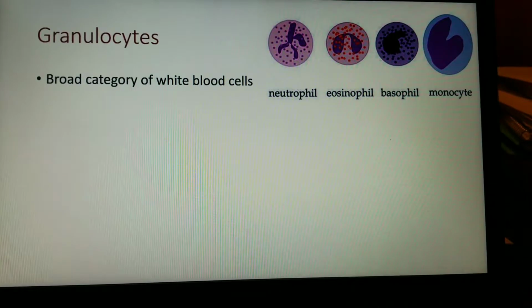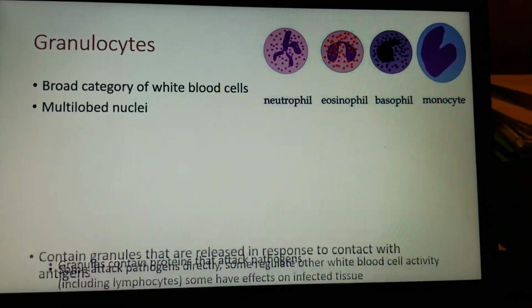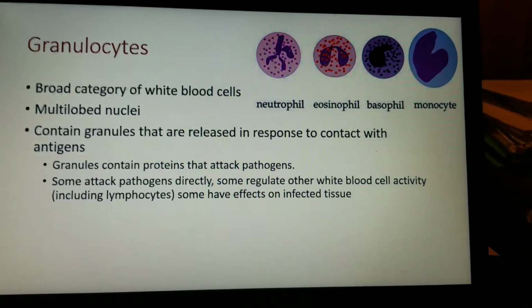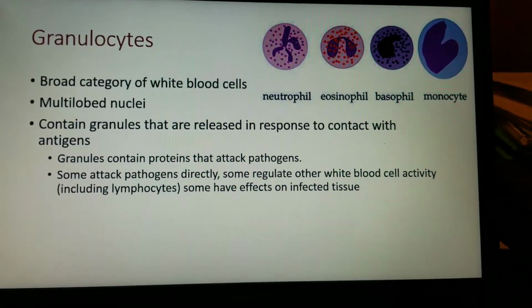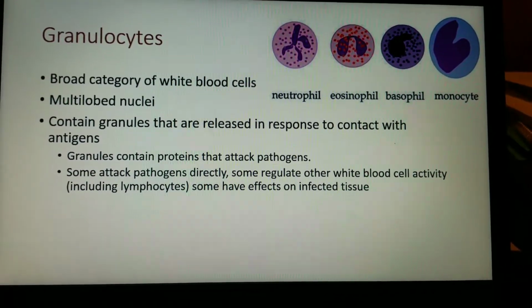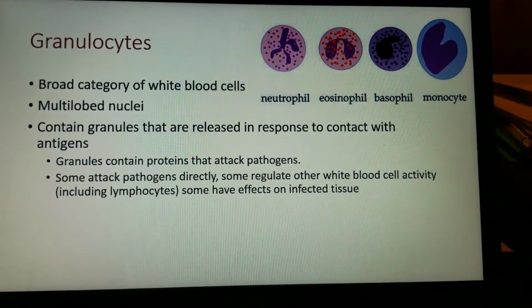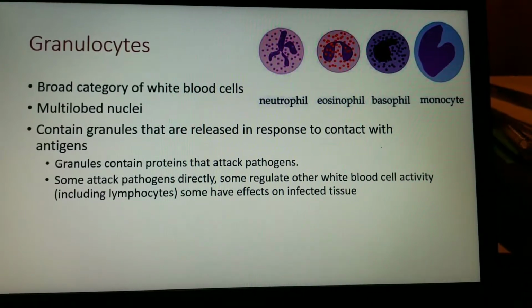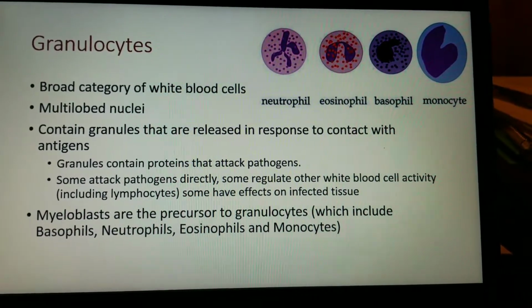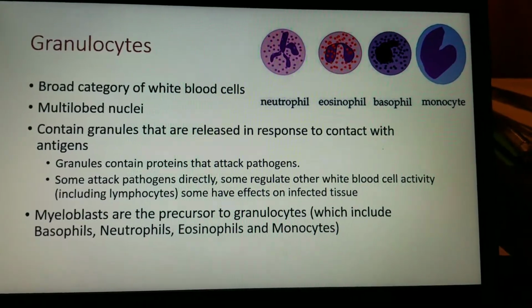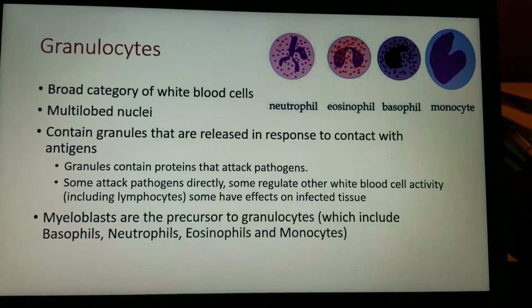The granulocytes are a broad category of white blood cells. They all have a multi-lobed nucleus, and they all have granules that carry proteins. They're used to attack pathogens. Some of these proteins attack pathogens directly. Some regulate other white blood cells, including the B and T cells, and some have effects on infected tissue, like they can heal it.